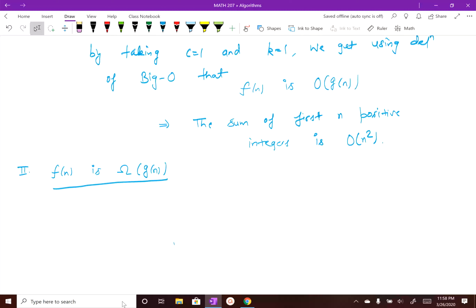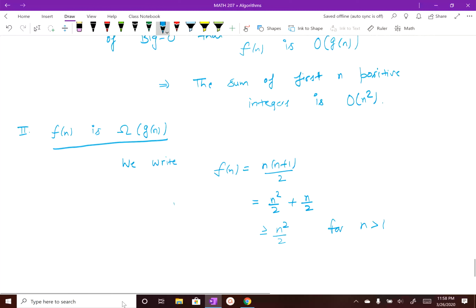In the second step, we want to show that f of n is big omega of g of n. So we again write our f of n, which is going to be equal to n times n plus 1 divided by 2, which is equal to n square divided by 2 plus n divided by 2, and which we can easily say is greater than or equal to n square divided by 2 for any n greater than 1.